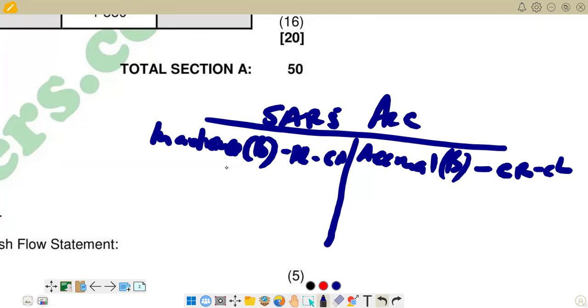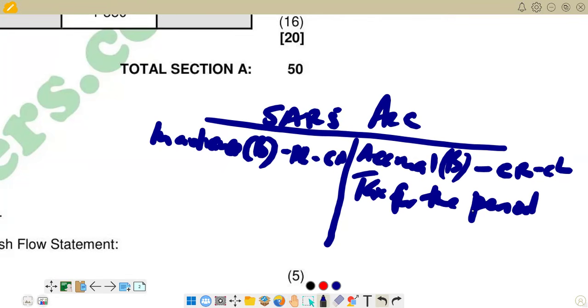Then the tax for the period comes on the credit side. This is the tax for the period, which is supposed to be charged to the income statement. Remember, after we've calculated net profit after interest expense, we are supposed to subtract the tax amount. So tax for the period comes on the credit side. Remember, the double entry is that we credit it in the SARS income tax account.